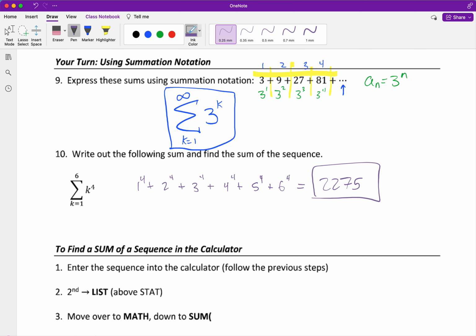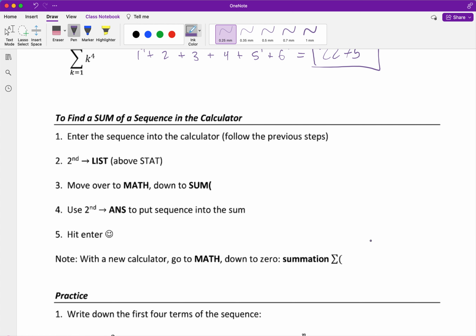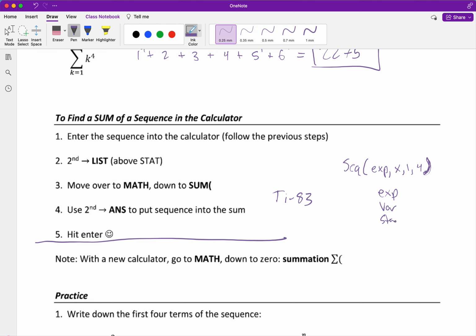All right, so hopefully you're feeling okay with that. Let's quickly go over how to do one of these sums in the calculator. The first 5 steps are what you're going to do if you have an older calculator like a TI-83. When we did the sequence one before, if you had to actually write out the expression, comma x, comma 1, comma 4 or whatever in your calculator, and it wasn't written out like expression, variable, start, stop, you have to do steps 1, 2, 3, 4, and 5. So you define what the list is, and then you have to ask the calculator to sum that list essentially.